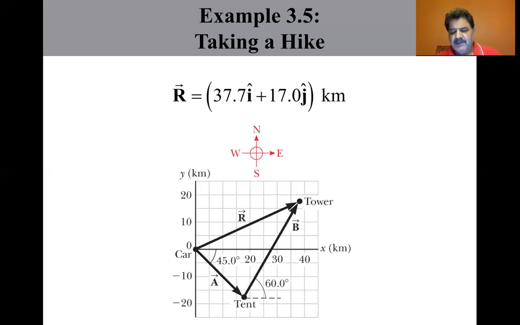Looking at the graphical representation, we estimate the position of the tower to be about 38 kilometers and 17 kilometers, which is consistent with the components of R and our result for the final position of the hiker. Also, both components of R are positive, putting the final position in the first quadrant of the coordinate system, which is also consistent with the figure. Okay.